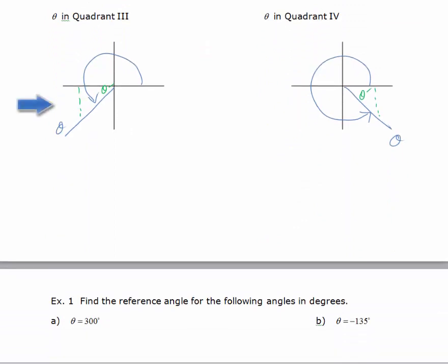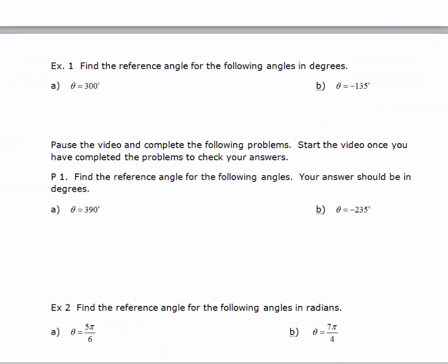If your angle falls in the third quadrant, you can see here, you drop a perpendicular. Theta prime, or your reference angle, is that acute angle made with your terminal side and the x-axis. And if you have a fourth quadrant angle, theta star or theta prime is that acute angle made when you drop a perpendicular to the x-axis. Now you can use formulas for this, but it really is best to just use logic. So let's start with an example.